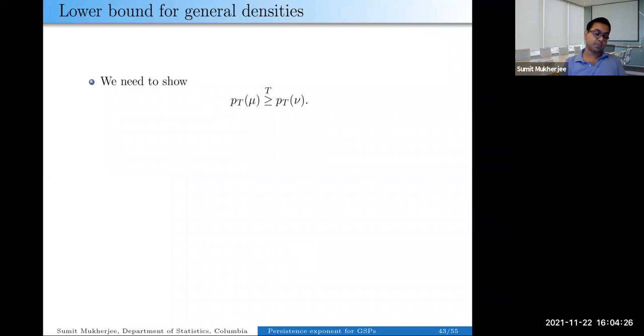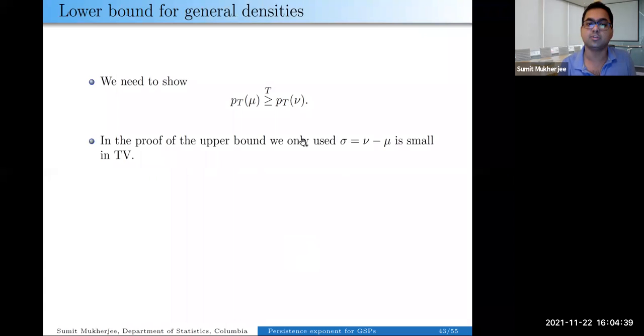Now, what happens for the lower bound? As I tried to explain, the proof here is very different. We need to show that the persistence of mu is larger than the persistence of nu, but now nu is the larger measure as before.